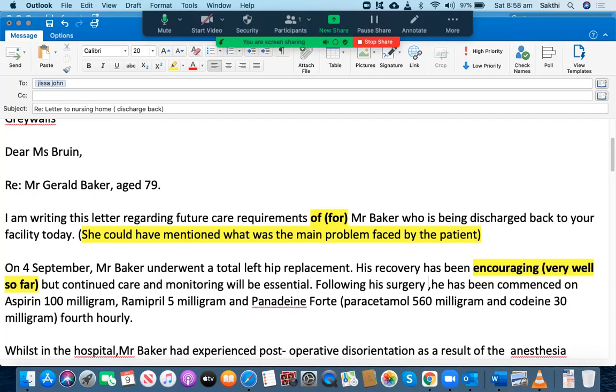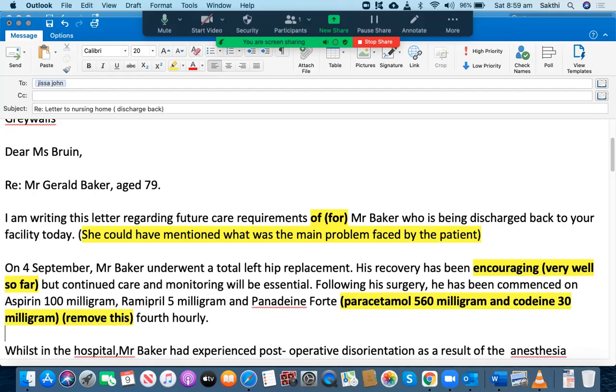We shouldn't give any gap between the word and a comma or a punctuation mark, but you have to give a space after every punctuation mark, including the commas and the full stops. Okay, he has been commenced on aspirin 100 milligram, ramipril 5 milligram, and Panadol 4, that is paracetamol, and codeine milligram. So you don't need to mention the Panadol 4. You don't need to expand it, unless it is really required. But in this case, it's not needed to expand. Okay, so you can remove this because it's a combination of two medicines. That's what she has written down. So yes, it's not needed. All right, let's go to the next one.